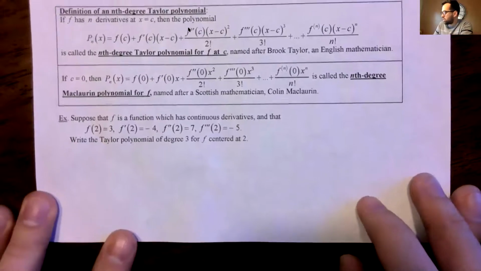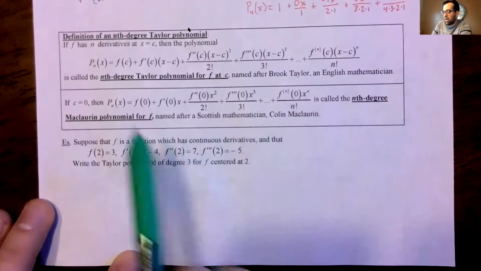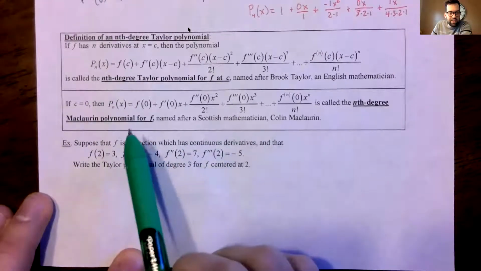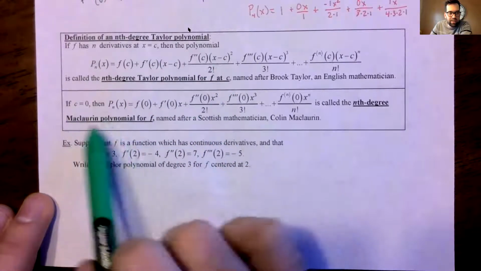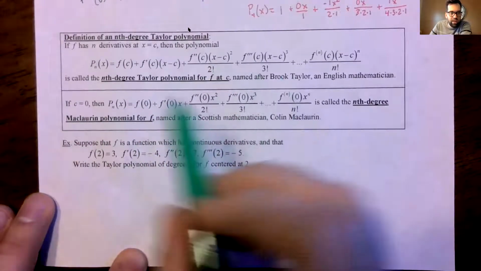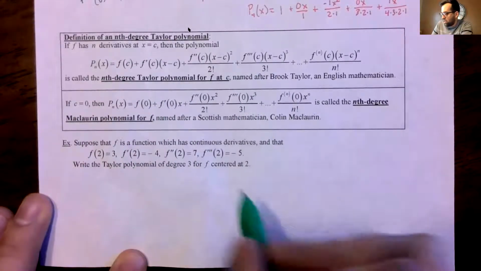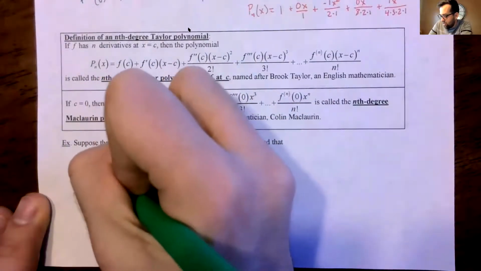So we are going to start with just listing out the formula. We're centered at 2. Since we're not centered at 0, this is just going to be a Taylor polynomial, not technically considered a Maclaurin polynomial. I'm going to plug 2 in for all the c's, and we are going to be looking at a degree of 3, so it's going to be p sub 3 of x.